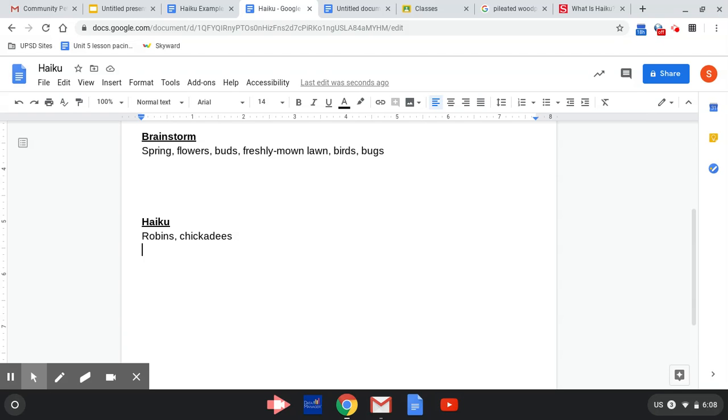So I'm going to say, robins, chickadees, alert the world. Alert the world. 1, 2, 3, 4. So I need 3 more syllables. Day is coming. Robins, chickadees, alert the world. Day is coming. Okay, 1 more 5-syllable line.